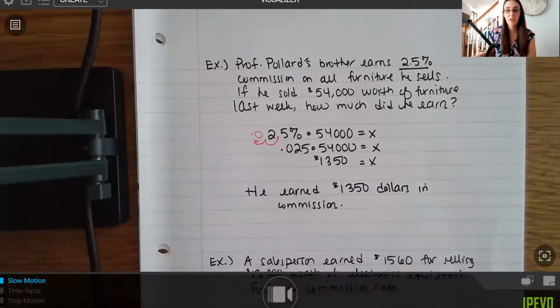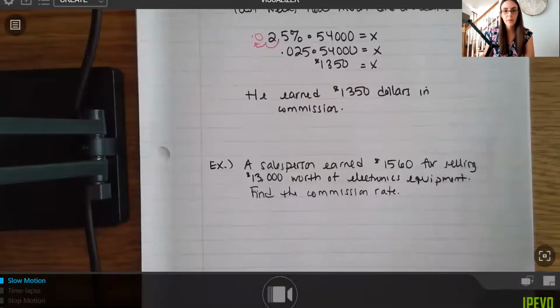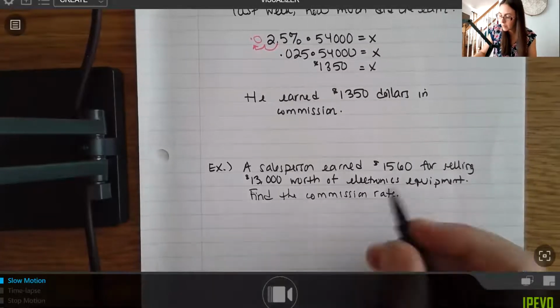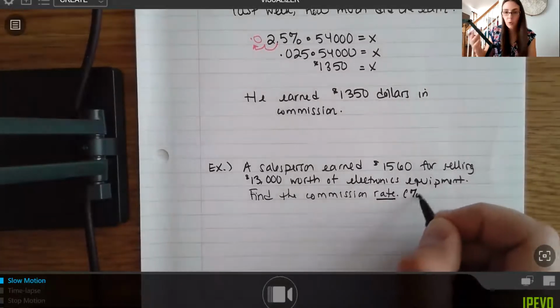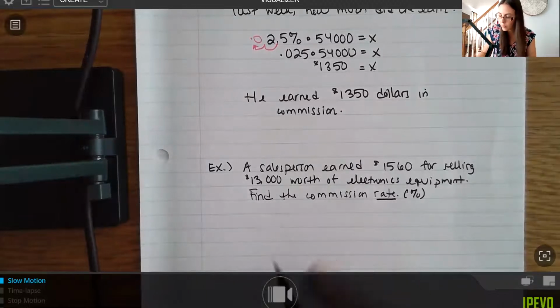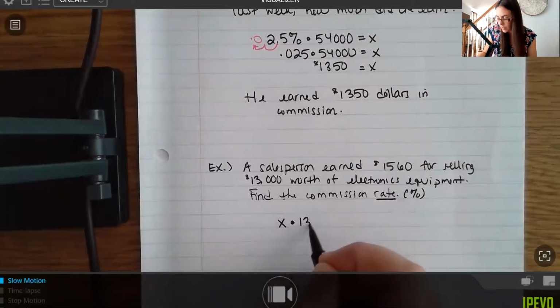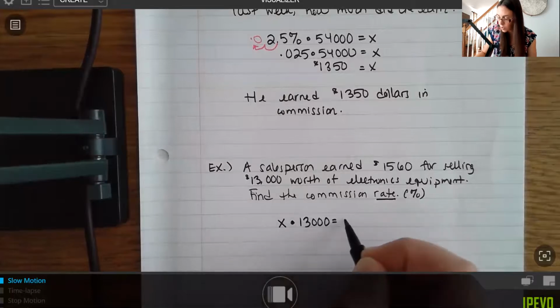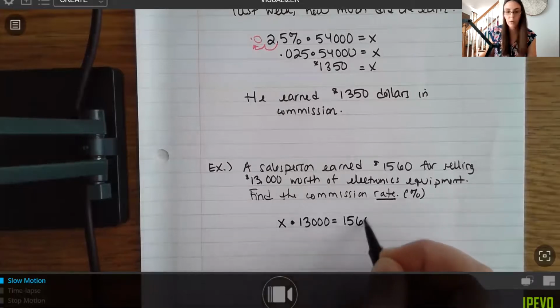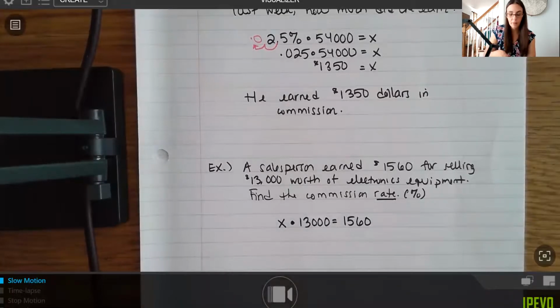We're going to find the commission rate this time. So remember, rate means your percent. So that's our goal here. That's what we're trying to find. So I'm going to use an X for the percent. The total sales were 13,000, and the commission earned, so the part or the amount earned, was 1,560.